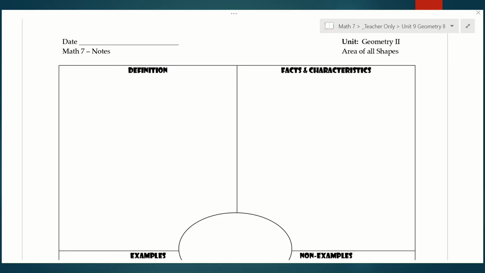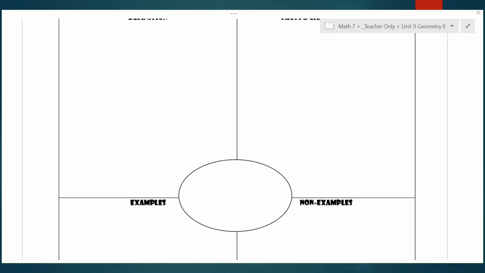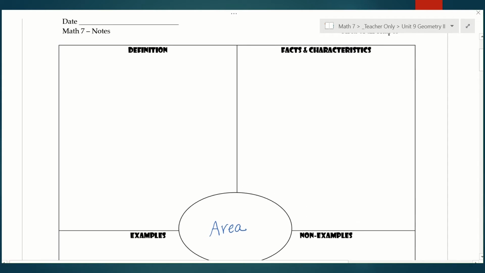Okay, so I guess the first thing we should talk about is what exactly is area? Area is really defined as the amount of space inside a two-dimensional shape. So why don't we write that and then I'll explain it a little bit more. Okay, so the amount of space inside a two-dimensional shape.